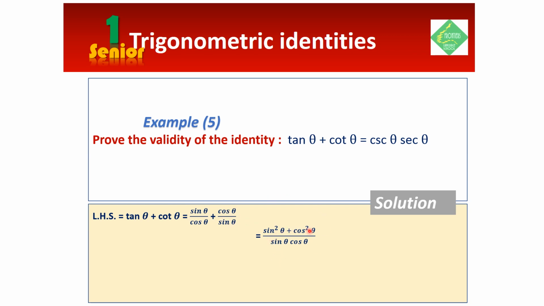And the numerator here seems to be 1. Why? Sine squared plus cosine squared equals 1. So it equals 1 over sine theta cosine theta. Let's work at the right hand side. Cosec times sec. Cosec is the reciprocal of sine, 1 over sine, multiplying sec, which is 1 over cosine. So when you multiply 1 over cosine multiplying 1 over sine, it will be cosec multiplying sec, which is the right hand side.